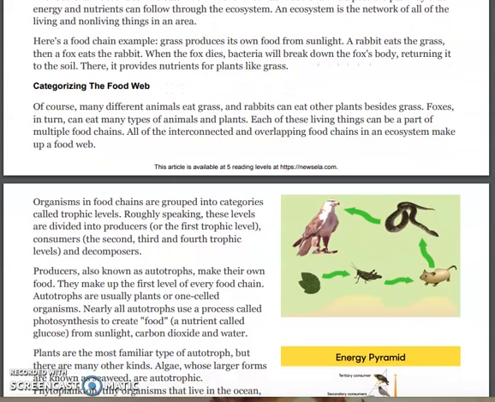Categorizing the food web. Of course, many different animals eat grass, and rabbits can eat other plants besides grass. Foxes, in turn, can eat many types of animals and plants. Each of these living things can be a part of multiple food chains. All of the interconnected and overlapping food chains in an ecosystem make up a food web.